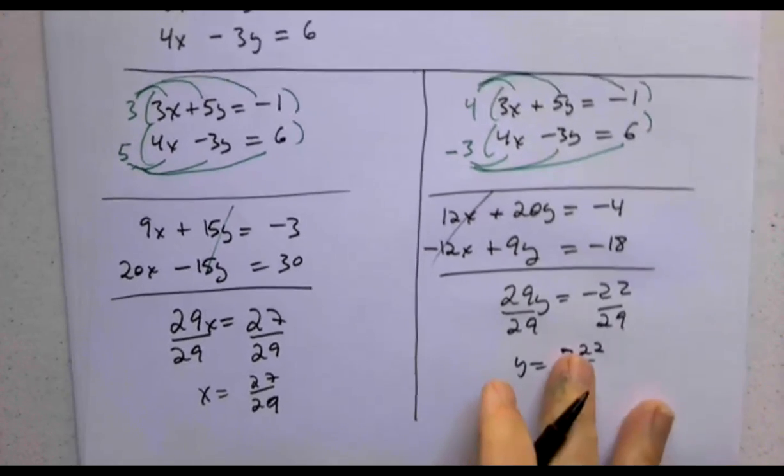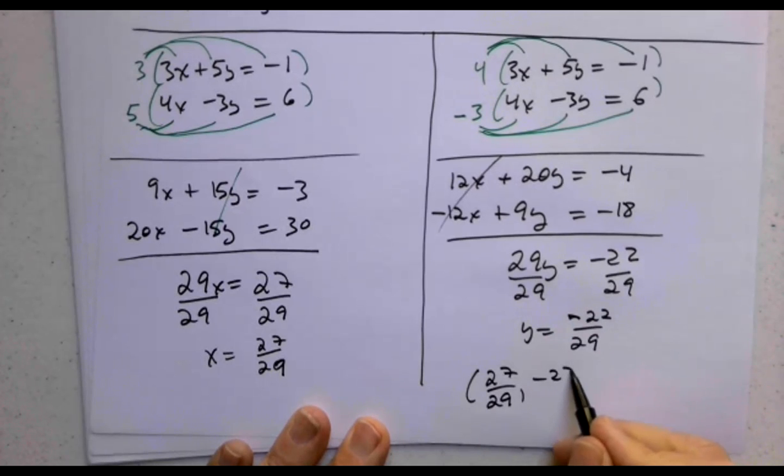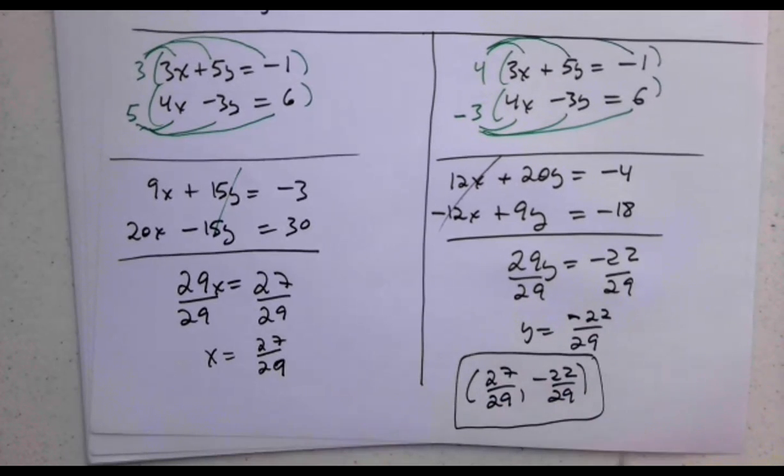So we think our answer is a point. What is the point? X value 27 over 29, y value negative 22 over 29. We hope that's the case. That was solving it by elimination. We eliminated both variables twice.